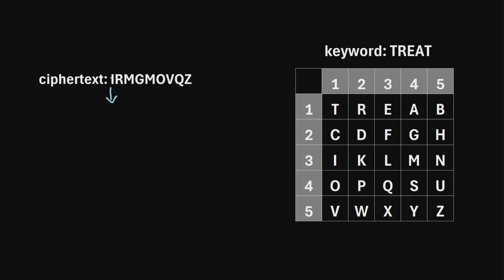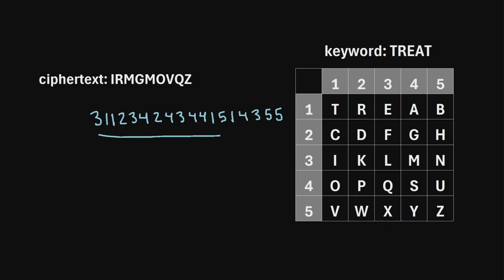So first, we need to work with I. So what we do is we find I in the table, and we simply write down its row number and column number. So it has row number 3, column number 1. So we'll write 3, 1. And then we'll move on to R. So we'll find R in the table. And we'll see that it has row 1, column 2. So we'll write 1, 2. And we'll just continue in this manner until we've done every character in the ciphertext. All right, so here's what those numbers look like.